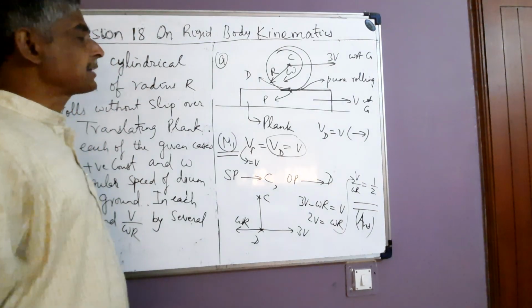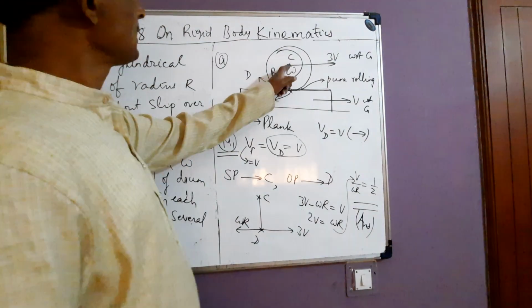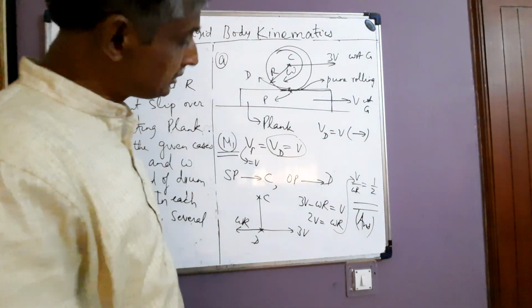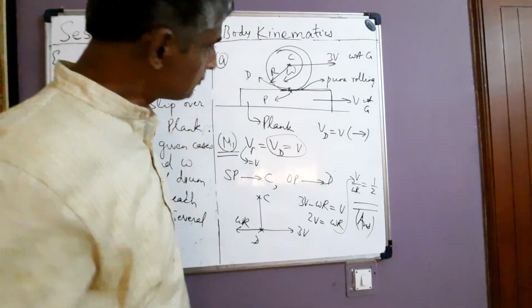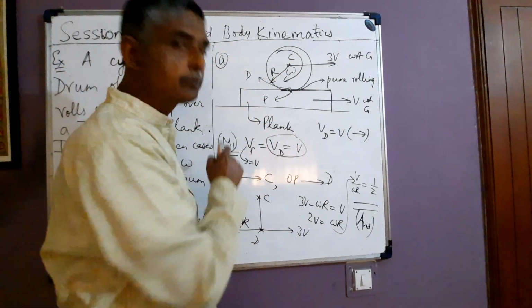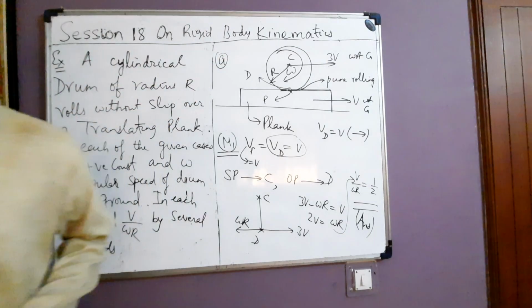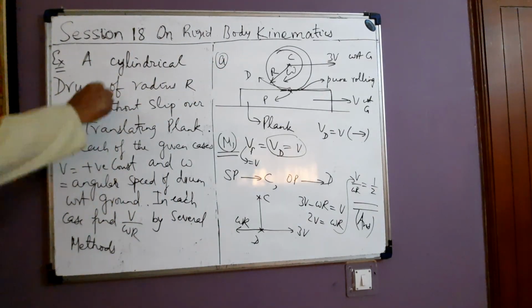So in method 1 we applied the SRC procedure to the drum between the points C and D in the ground frame.